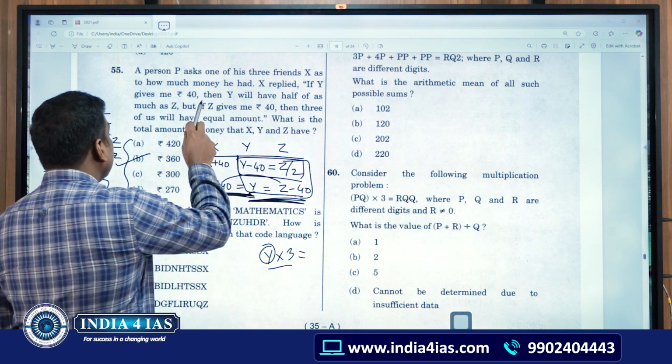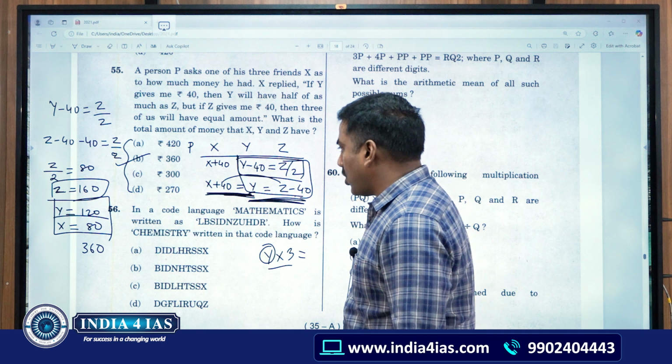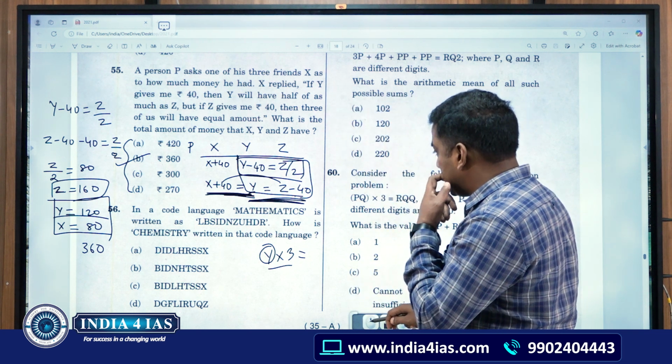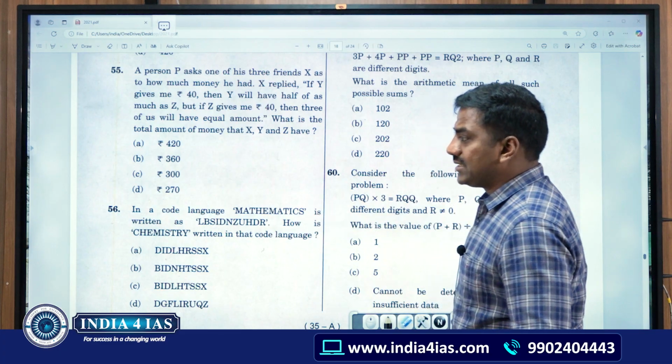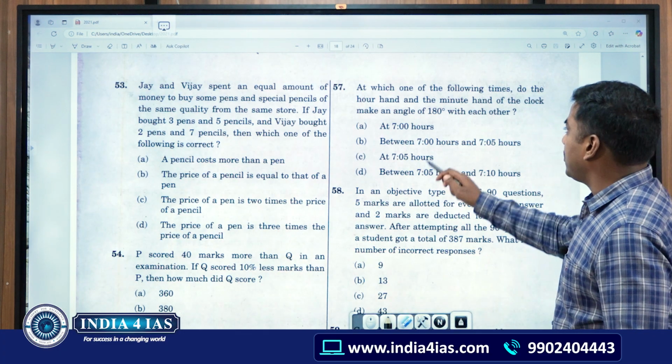See here, in this we have more than 3 equations. Then it becomes very simple for us to solve. So this is a simple question. You can do it. This is just coding and decoding. Now, in this case, this is a straight question.